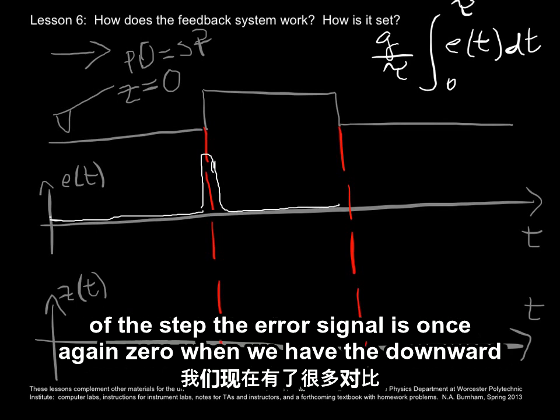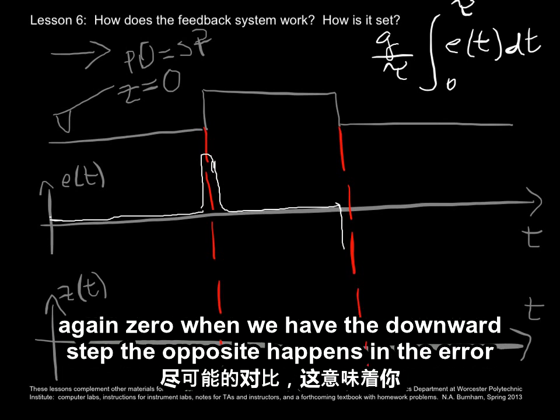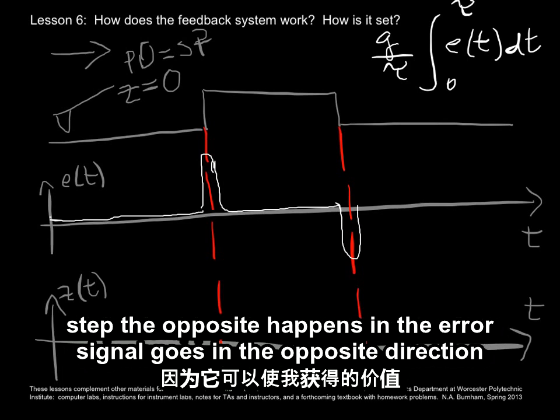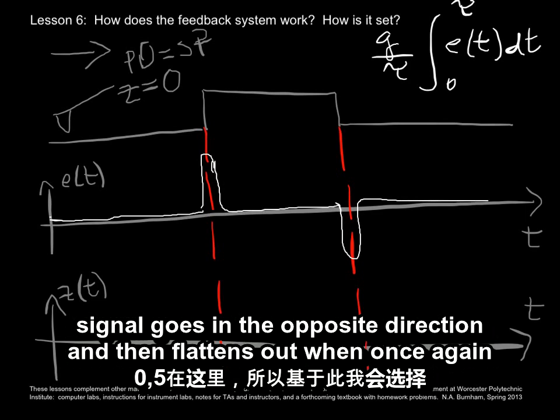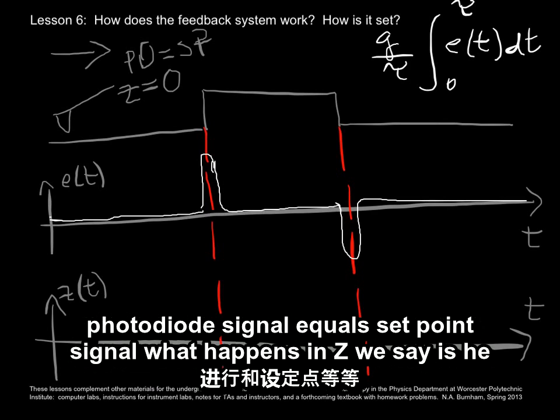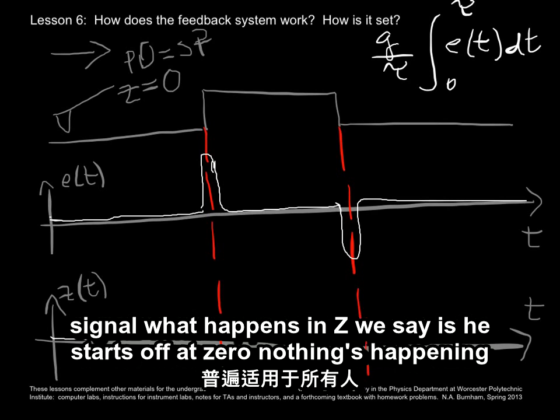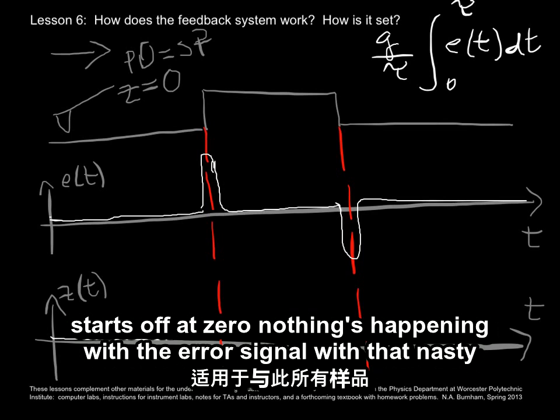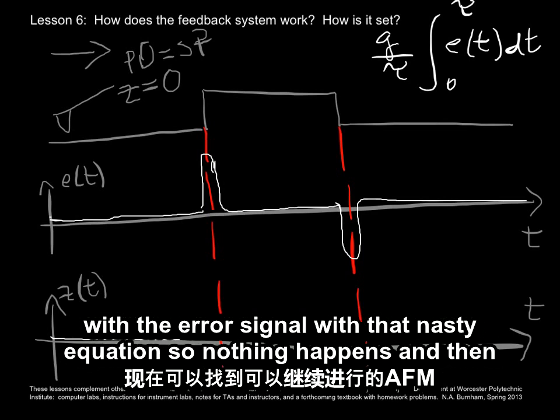When we have the downward step, the opposite happens, and the error signal goes in the opposite direction, and then flattens out when once again photodiode signal equals set point signal. What happens in Z? We say Z starts off at zero. Nothing's happening with the error signal with that nasty equation, so nothing happens.